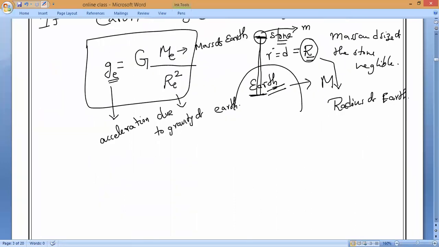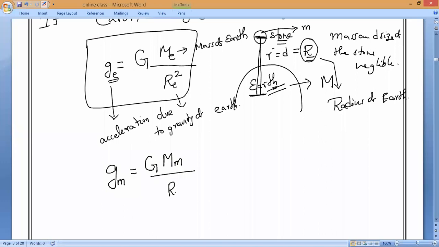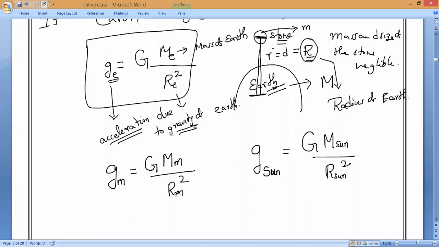Now, if I want to find the gravitational force of the moon, what is the formula? Capital G into mass of moon divided by radius of moon square. Now I want to find the gravitational force of attraction of the sun. Capital G into mass of sun divided by radius of sun square. That is the formula we can use for calculating the acceleration due to gravity of every object in the universe.